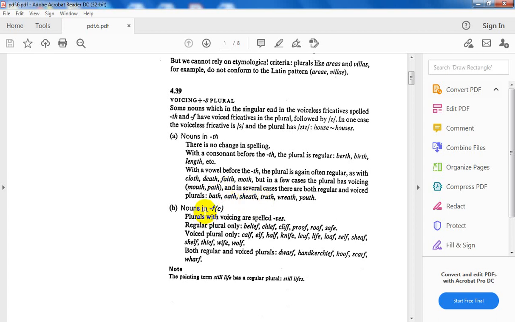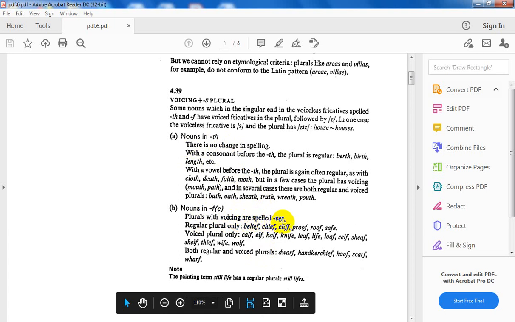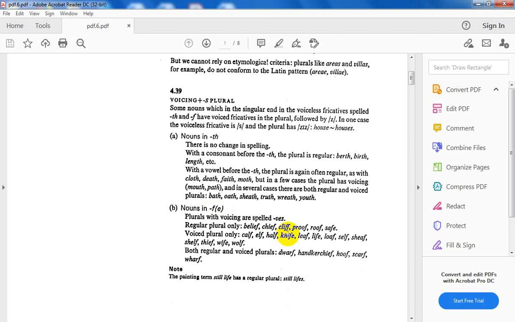Nouns in f or fe. Plurals with voicing are spelled ves. Here there was no change in spelling for th, it stays the same th. But here we have ves. Final fe or f becomes ves when plural. Regular plural only, by the way: belief, beliefs, just adding s. Chief, cliff, roof, safe, just adding s.